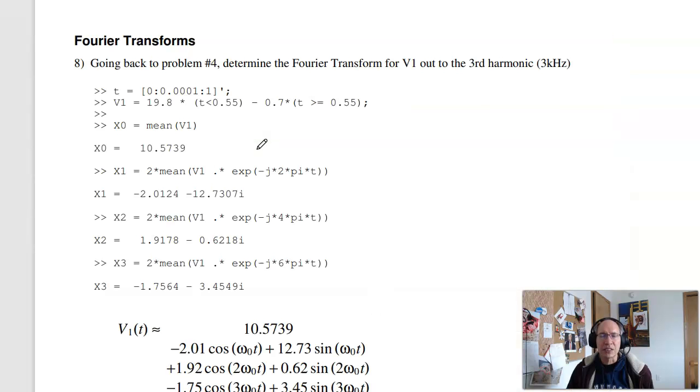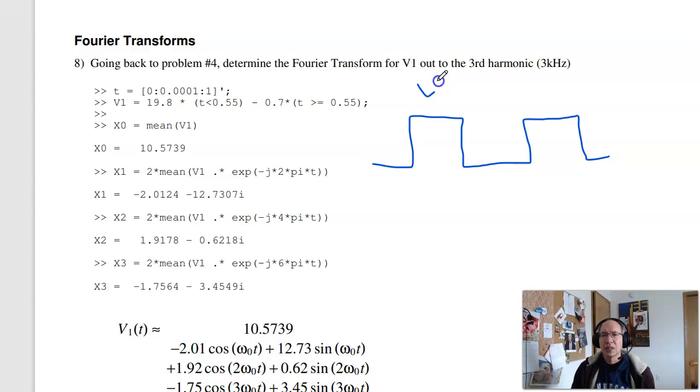But that's design. Now, problems 8 and 9 look at why the answer is wrong for V2. It's close, but slightly wrong. Well, the reason is that we changed the problem. The input at V1 actually looks like this. It's a 1 kilohertz square wave, 55% duty cycle.